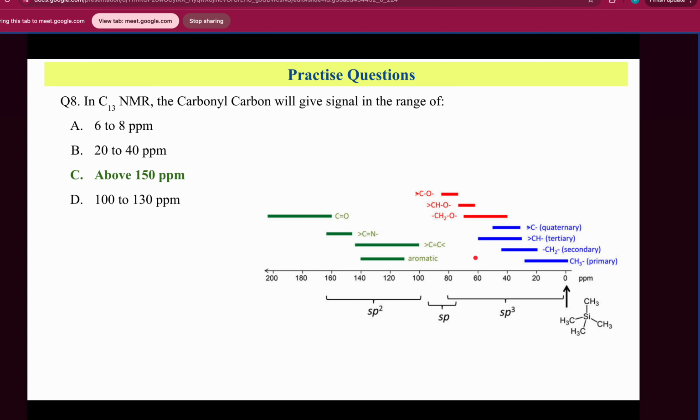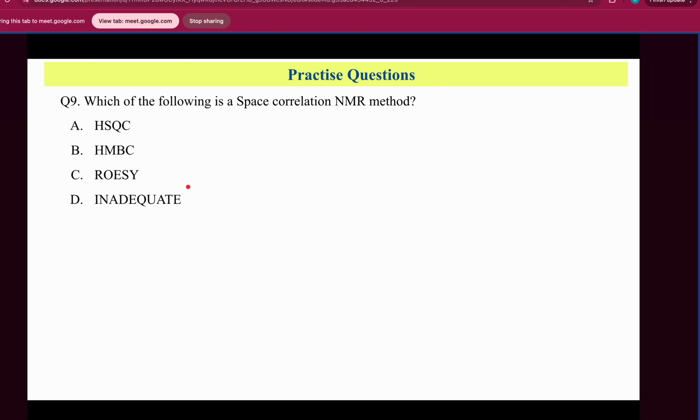And based on this distribution, we can clearly figure out that the carbonyl carbon is the one which is giving the highest chemical shift, because it is attached to oxygen, which is electronegative, and then a double bond is also present. So this brings about the de-shielding effect. That's why it has the greater value of chemical shift in terms of C13 spectra.